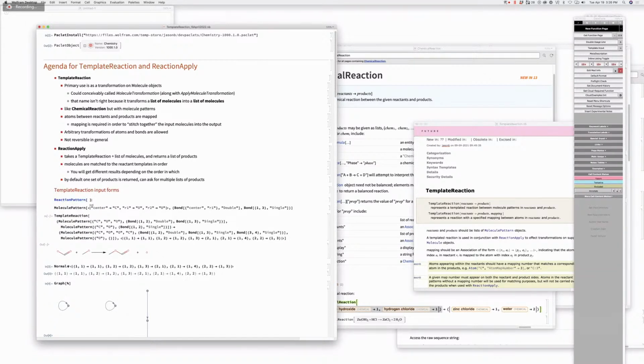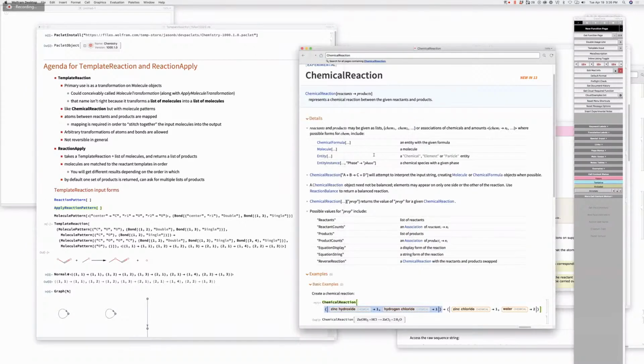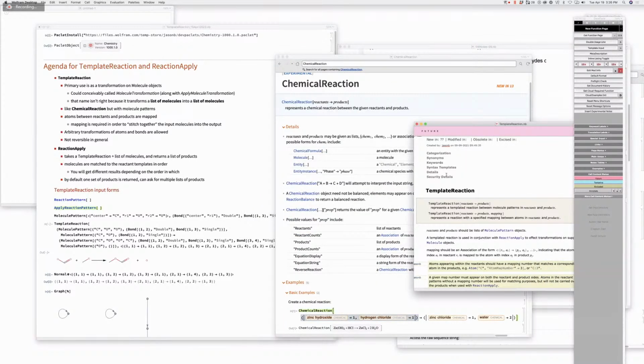Reaction pattern actually seems kind of nice to me. And apply reaction pattern would apply to the same stuff that you would say on the left-hand side of a chemical reaction. Is that a true statement? Could we get away with just apply reaction rather than apply reaction pattern?